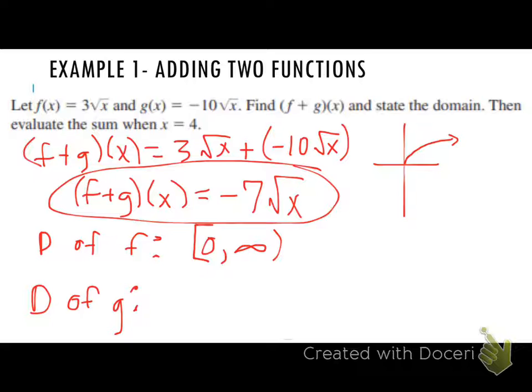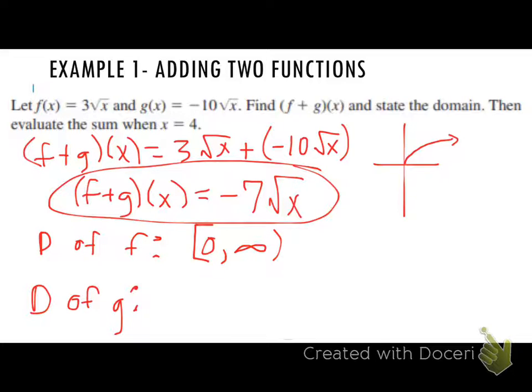Did everyone see that? If you did this, that means it's not included. If you do a bracket, then this. Yeah, a parenthesis means it's not included. Bracket means it is included. Infinity and negative infinity always get a parenthesis because they're not an actual number. It's just representing it going on forever and ever and ever.